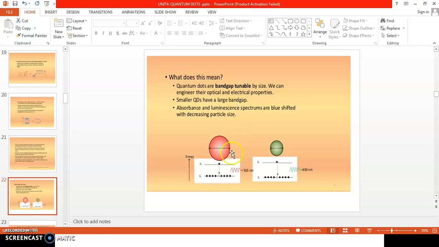Here you can see the red color at 655 nanometers. Due to that, the energy level gap is very small. But here the energy gap is very high, at the 650 nanometer scale. The small size of the quantum dots gives a large band gap. So the absorbance and emission spectra are blue shifted with decreasing particle size.